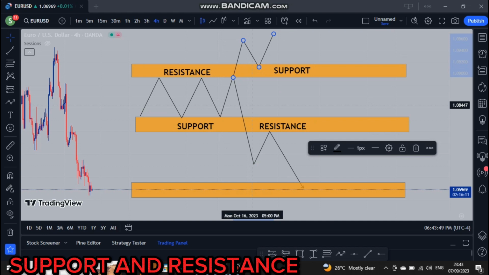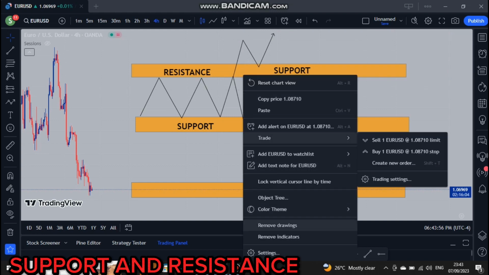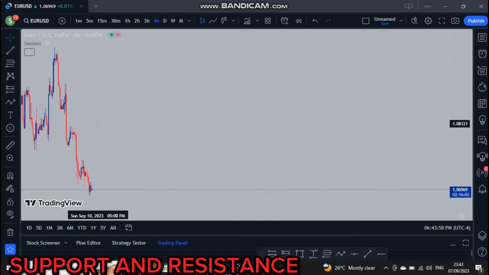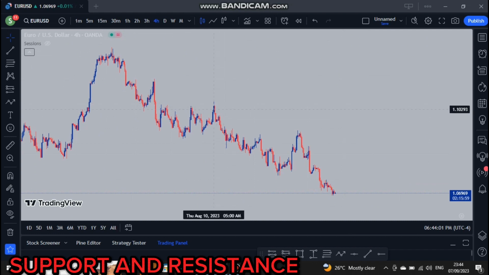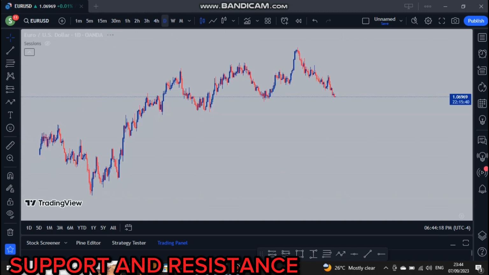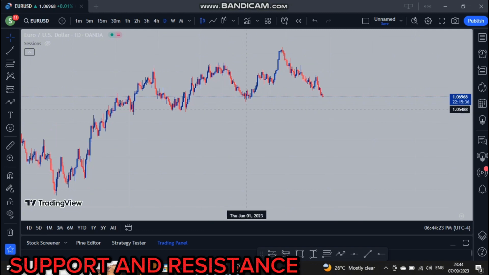Now I'm going to go to the charts to show you how I draw my support and resistance. So what is the best time frame for drawing your support and resistance? I use candlestick wicks on the 4-hour time frame. That is where I draw my main support zones. But for you as a beginner trader, you should be using the daily time frame on FX pairs like EURUSD, GBPUSD. You should be using the daily time frame.